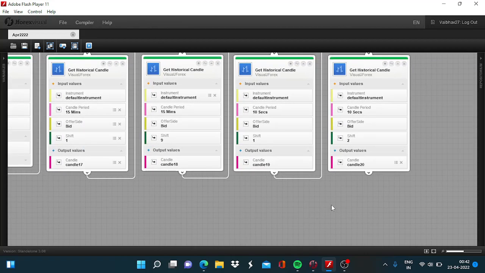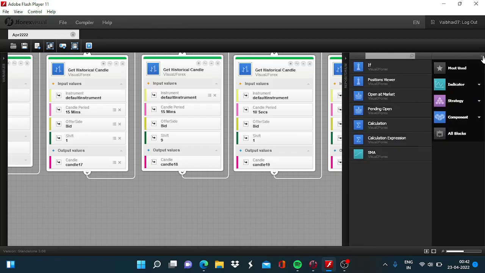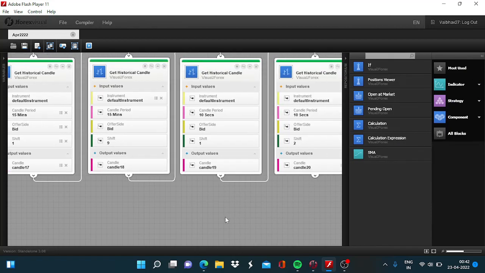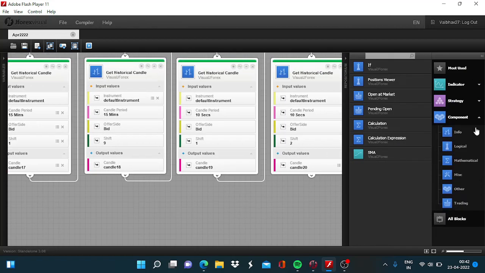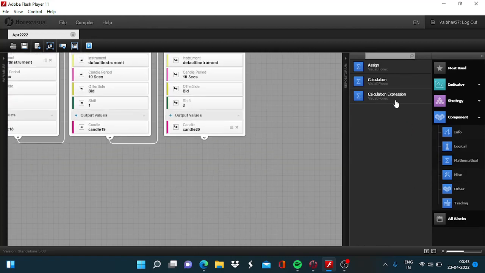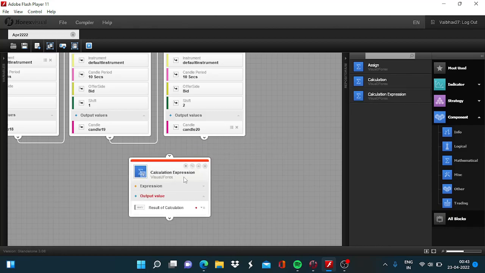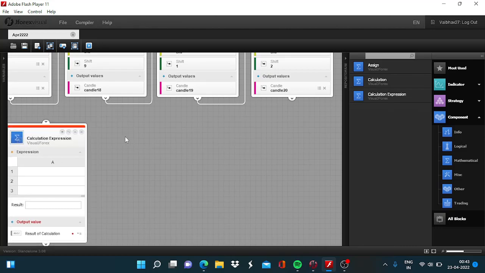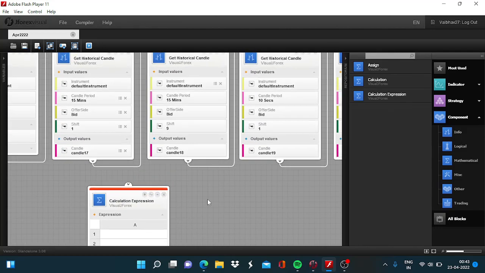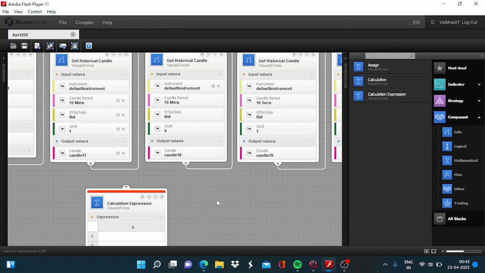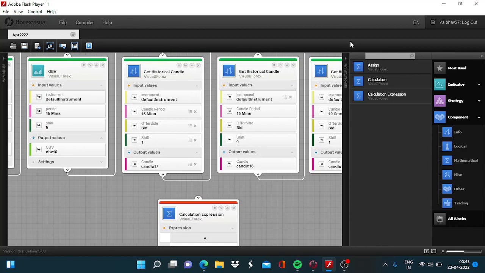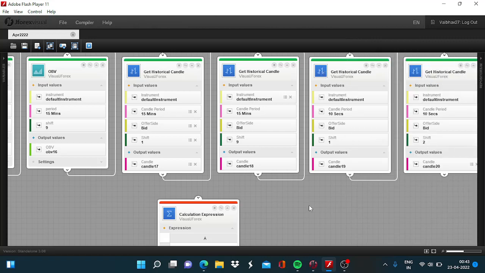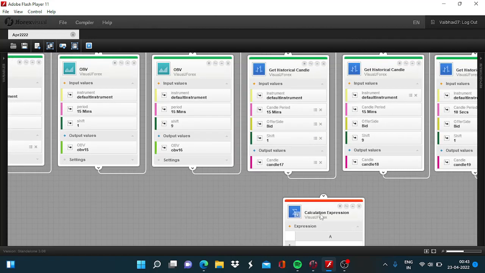Now to implement this on the Visual JForex board, which has been developed by the Dukascopy Bank SA, we will need to add component blocks which are going to be mathematical as well as logical. We will take some mathematical components for the time being, and we will need to find out the difference between the closing value of the last 15 minutes and the closing value of the 15-minute candle which closed 2 hours back. So we need to figure out the difference.